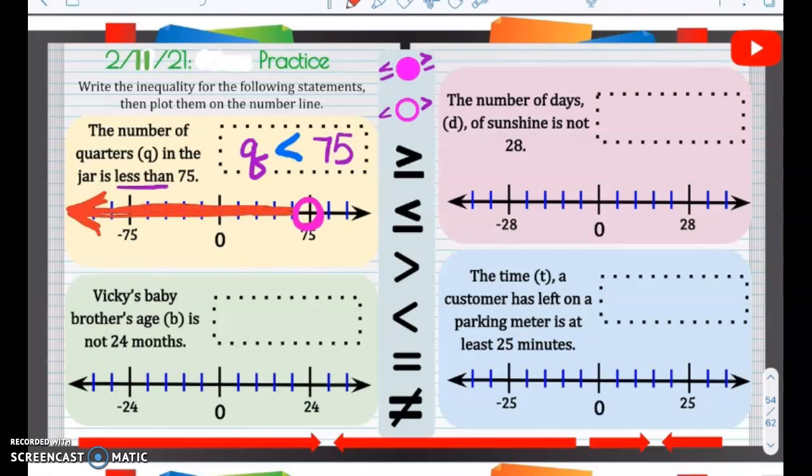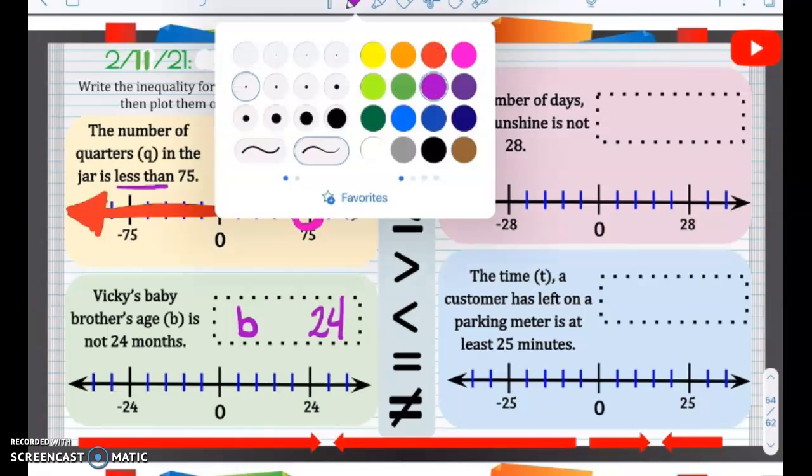All right, so now we have that one. Let's take a look at the next one. Vicky's baby brother, his age is B. It's not 24 months. So if you have something not 24 months, you are going to have B, the baby brother's age, then 24, but it's not 24 months. This one is going to be a little bit more new to us. This is going to be this not equal to.